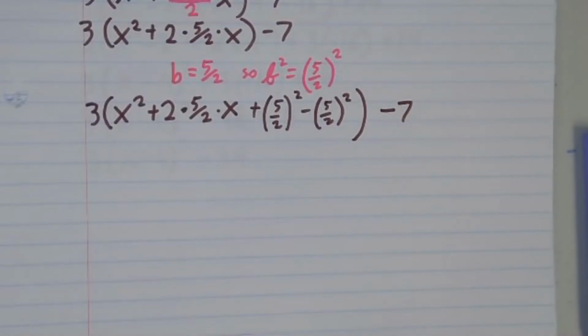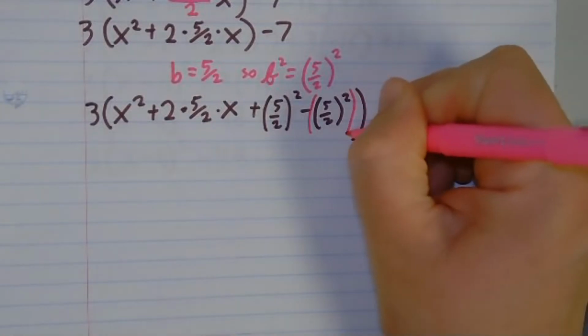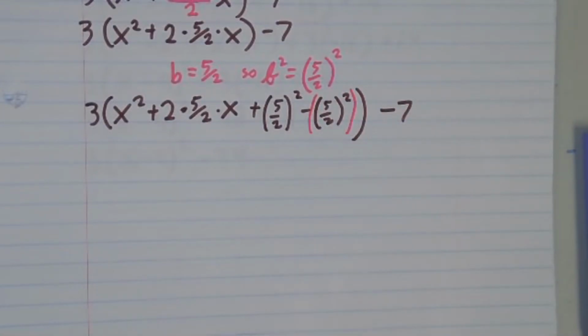Oh, -7, I haven't forgotten about you. I'm just ignoring you for now. And just like before, it's important for me to remember that this entire thing is squared and then subtracted, that I'm doing my order of operations. So I like to add in that extra set of parentheses to really remind myself about the order of operations.